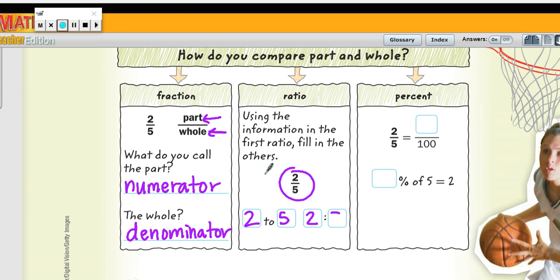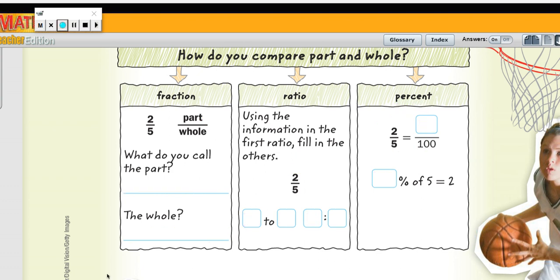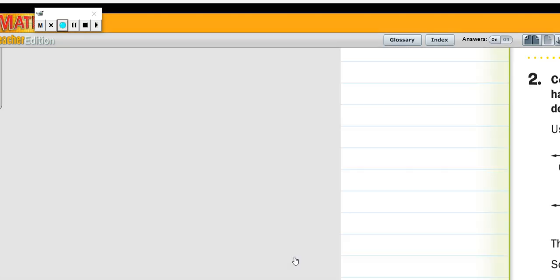Now we're going to talk about how percentages relate. If I have 2 to 5, to get from 5 to 100 would be times 20. So if I multiply the numerator by 20 also, I would get 40. And 40 out of 100 is a percent. So 40% of 5 equals 2. And that's giving us a good indication about the kinds of things we're going to look at today.